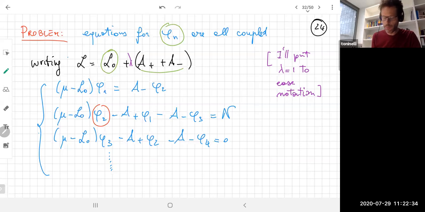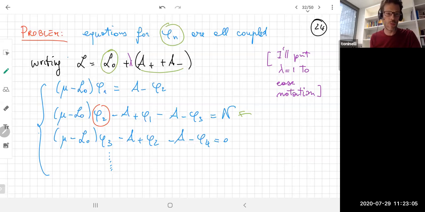So the component of phi in the first chaos satisfies (mu minus L0) applied to phi 1 equals A minus phi 2. Okay, so phi 1 is expressed as a function of phi 2. Now you write down the equation for phi 2. It's (mu minus L0) phi 2 minus A plus phi 1. Notice that phi 1 is in the first chaos, so A plus phi 1 is in the second chaos, good. Minus A minus phi 3, which is also in the second chaos, equals the nonlinearity, which is in the second chaos. So this is the component of the equation in the second chaos.